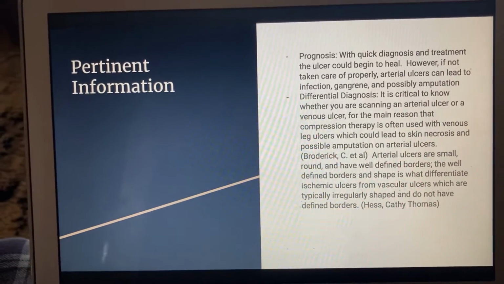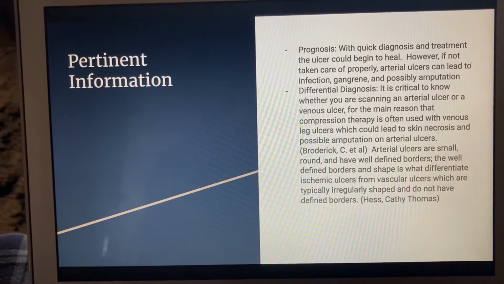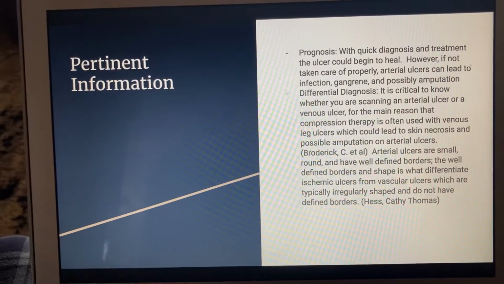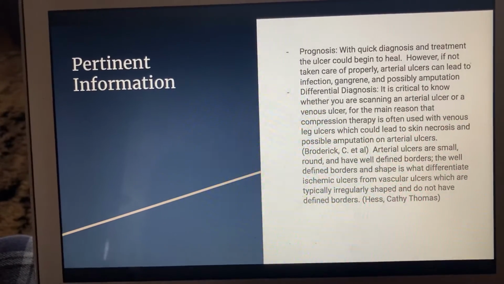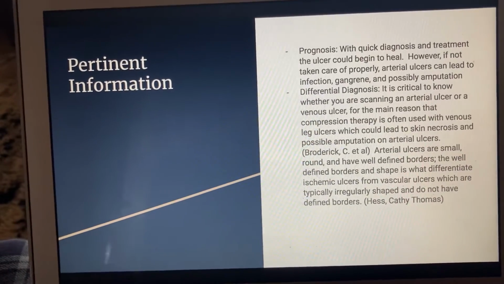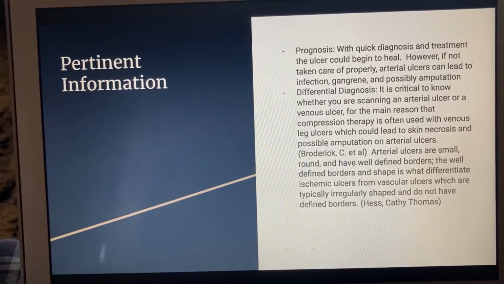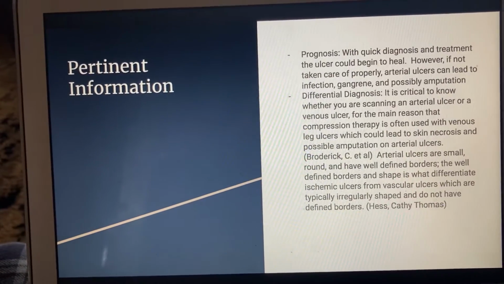Prognosis: with quick diagnosis and treatment, the ulcer could begin to heal. However, if not taken care of properly, arterial ulcers can lead to infection, gangrene, and possible amputation. Also, like mentioned before, it's important to keep the wound area and bandages clean and wrapped properly.